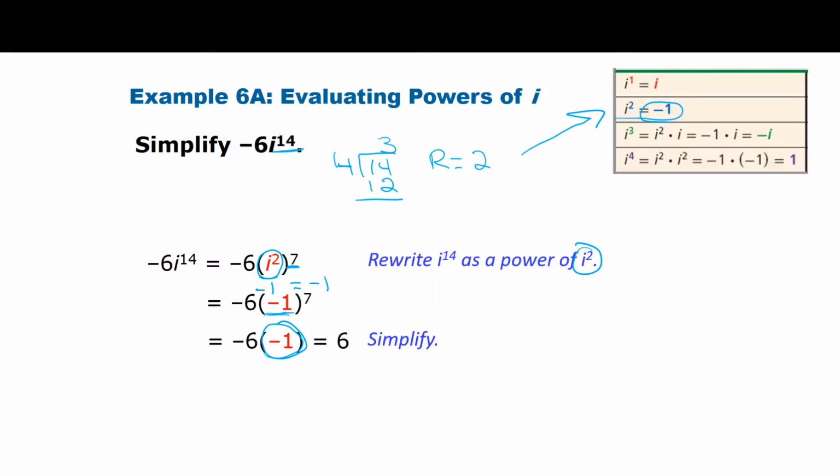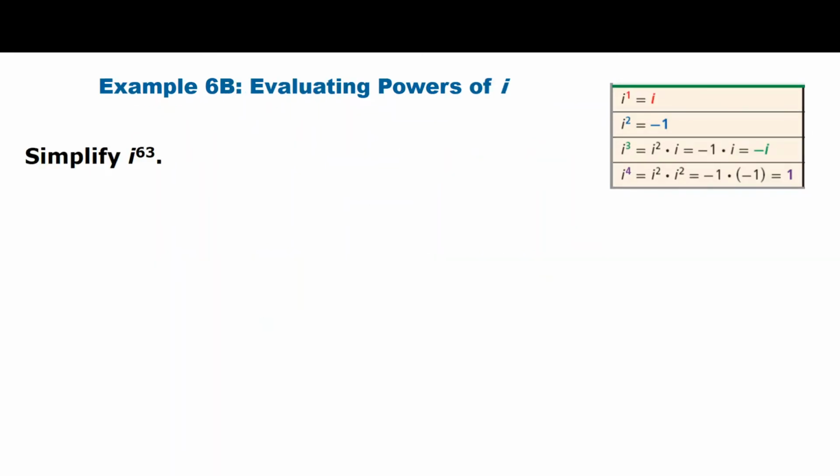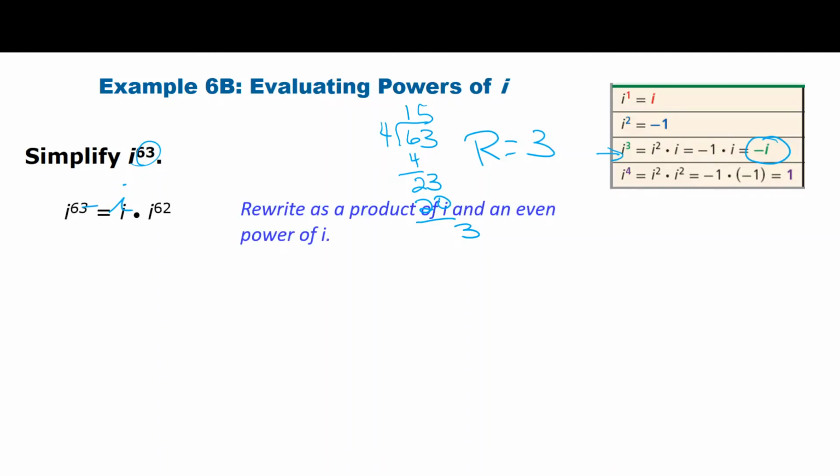Either way works. All right, here's another one, i to the 63rd. This is where I think my way gets a little bit easier, because I just say, okay, 4 goes into 63 fifteen times, that's 60, with 3 remainder. So my remainder is 3. I'm going to look over here, and I see that it's going to be -i. So -i is what that answer is going to be. But let's just take a look at what it's going to be.